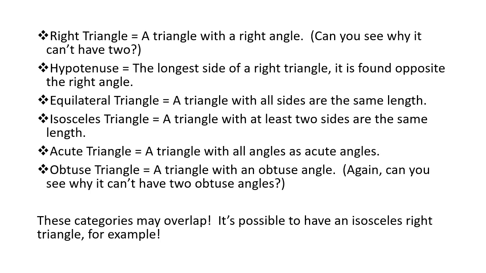Just like with quadrilaterals, we have different types of triangles that we can define as well. So we've got a right triangle, which is a triangle which contains a right angle. And I'll leave this as sort of an open question as to why it can't have two or three right angles. It's only going to have one right angle.